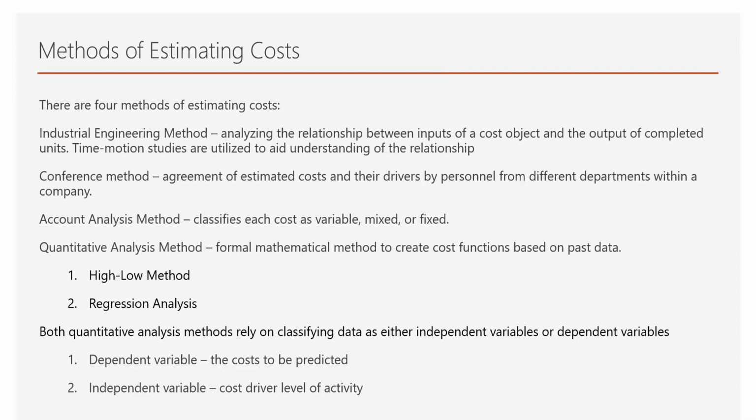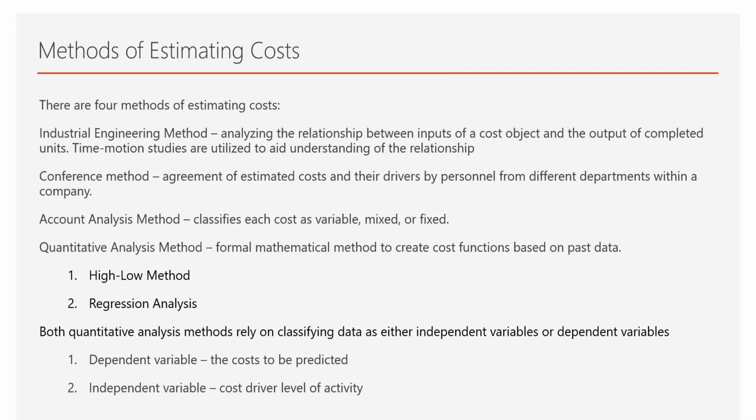And then we're going to do the quantitative analysis method. This is a formal mathematical method to create cost functions based on past data, and it is probably the best way to do it in most situations. We have two ways to do that. The high-low method, which is not as accurate, but it is quick and easy to understand and to calculate. And then we have regression analysis, which is a statistical method, which we'll take a look at in just a little bit.